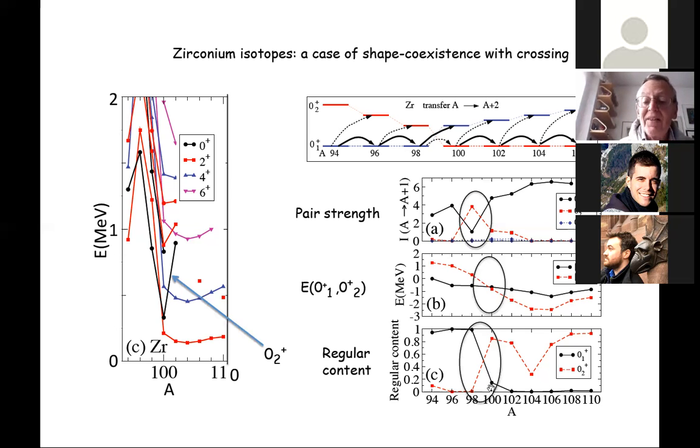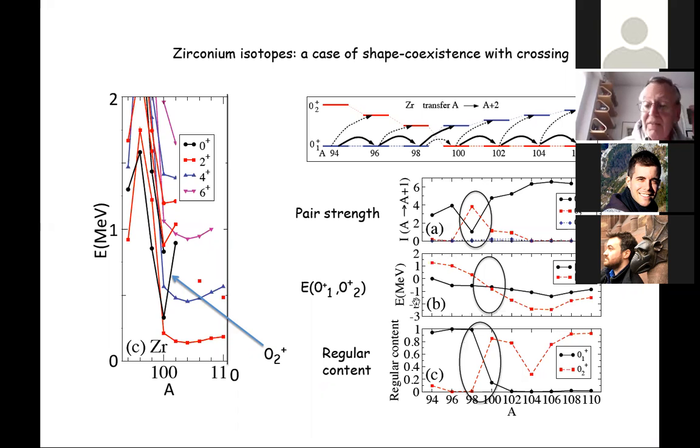And after a certain point, it has 0 regular content. So it has 100% of the intruder configuration. So it means that the ground state has become completely deformed, and vice versa. The excited 0+ here, up to a certain point, corresponds to an intruder state, and at a certain point this other 0+ becomes the original regular content.